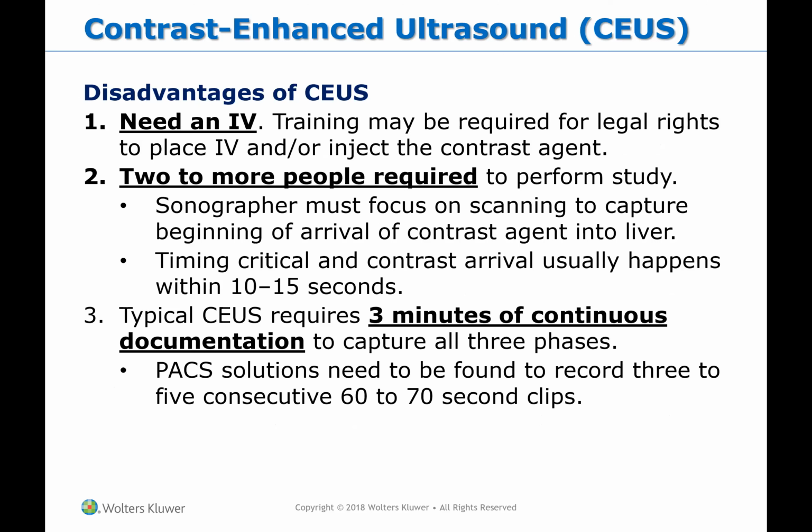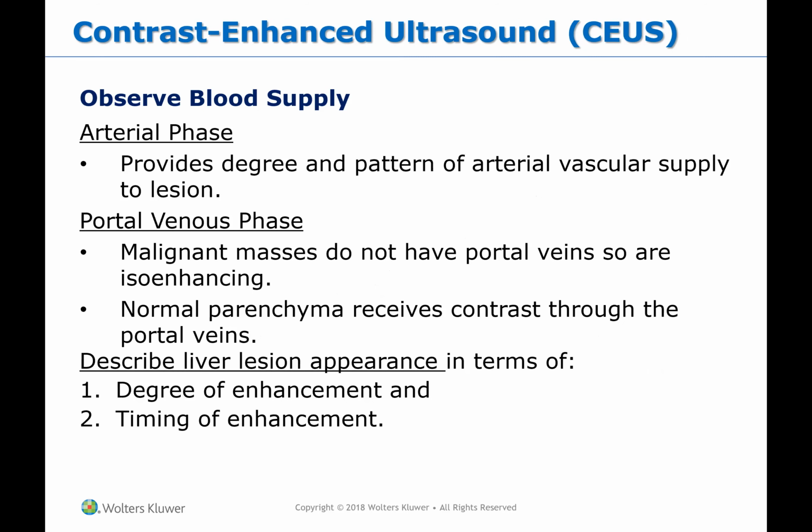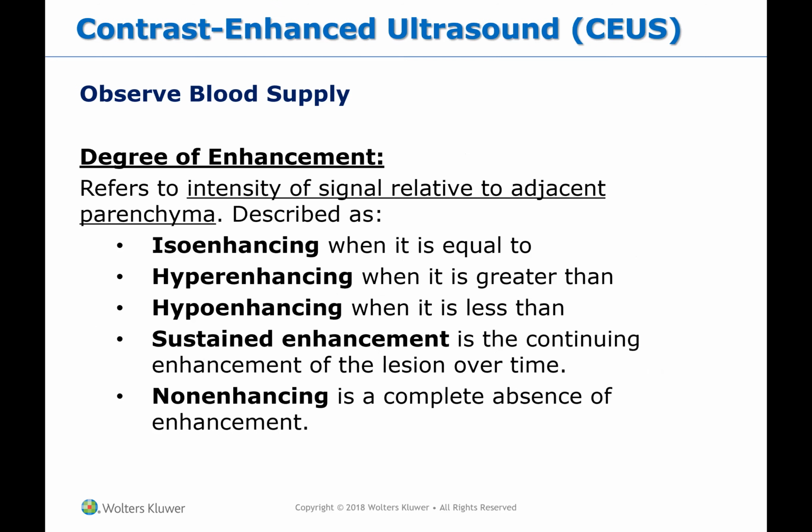Disadvantages: you need an IV, 2 or more people are required to perform the study, and about 3 minutes of continuous documentation. They observe the blood supply during the arterial phase, portal venous phase, and late phase. The arterial phase provides the degree and pattern of arterial vascular supply to the lesion. In the portal venous phase, malignant masses do not have portal veins, so they are iso-enhancing. Describe liver lesion appearance in terms of enhancement and timing of enhancement.